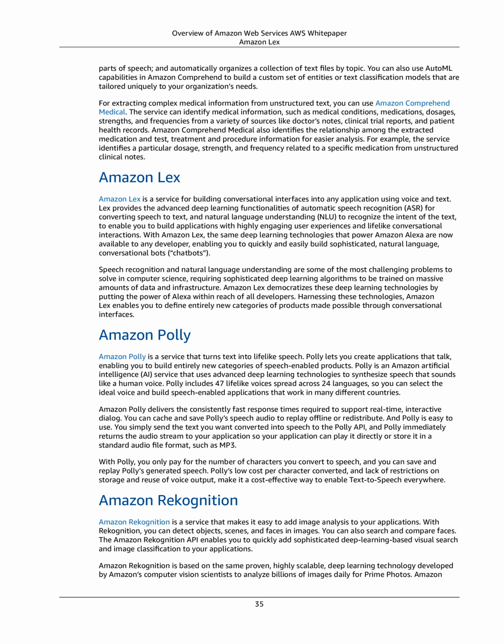Amazon Rekognition. Amazon Rekognition is a service that makes it easy to add image analysis to your applications. With Rekognition, you can detect objects, scenes, and faces in images. You can also search and compare faces. The Amazon Rekognition API enables you to quickly add sophisticated deep learning-based visual search and image classification to your applications. Amazon Rekognition is based on the same proven, highly scalable, deep learning technology developed by Amazon's computer vision scientists to analyze billions of images daily for Prime Photos.